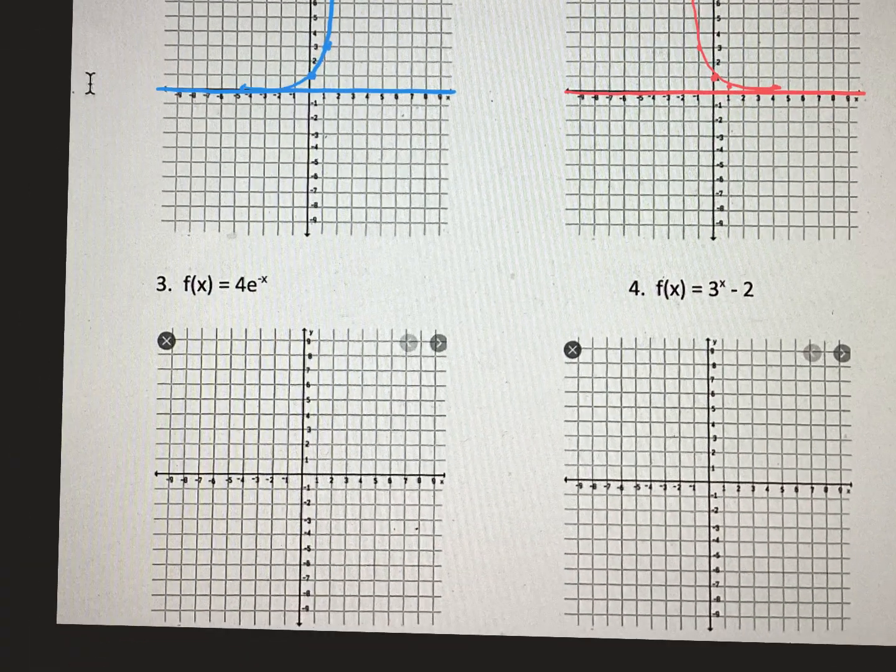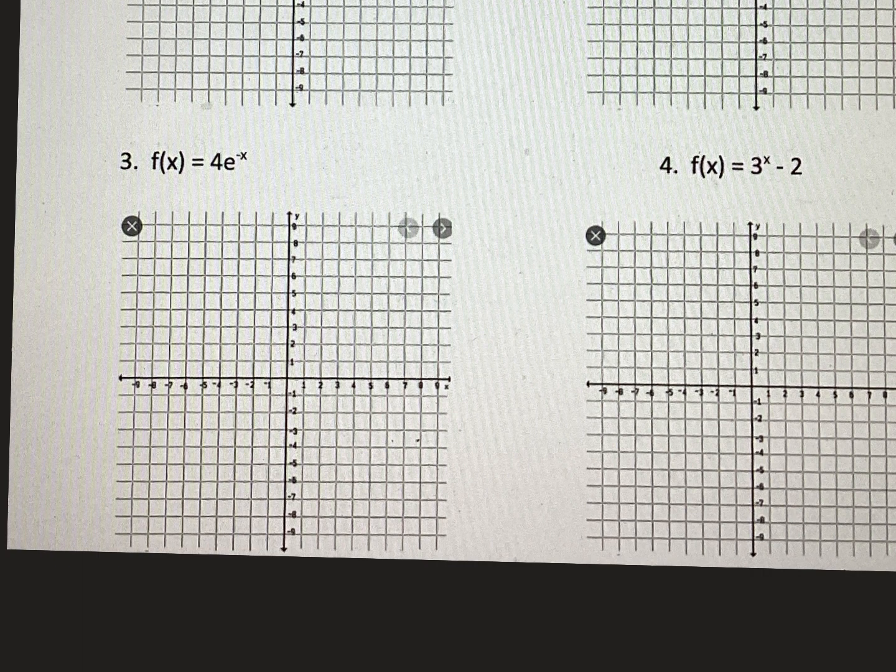All right, number 3, 4 times e to the -x. Okay, here we go again. Still, there's your asymptote. Now, the 4 in the front means there's a vertical stretch, which means you multiply your y-coordinate by 4. So usually I'd go up 1, but this time I'm going to go up 4.